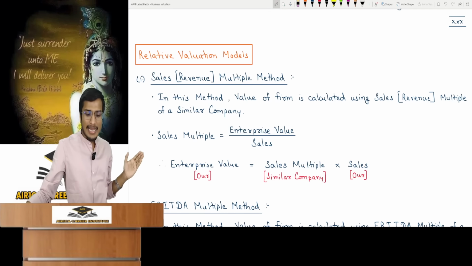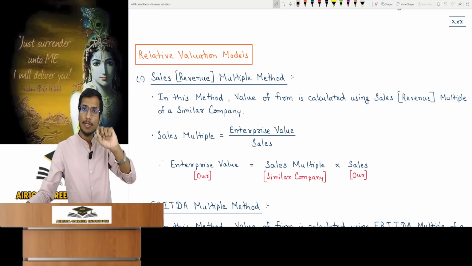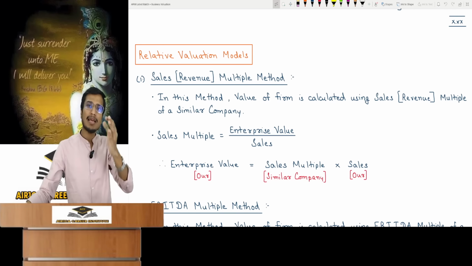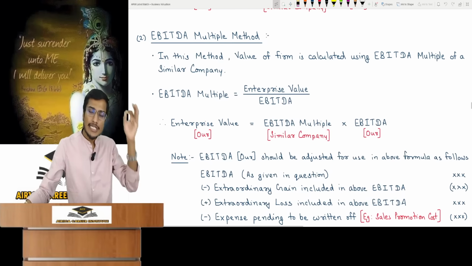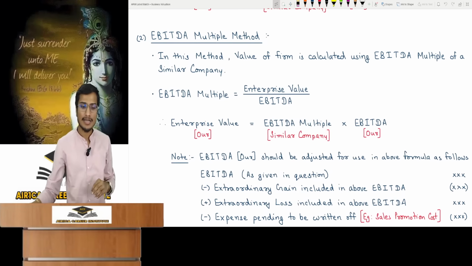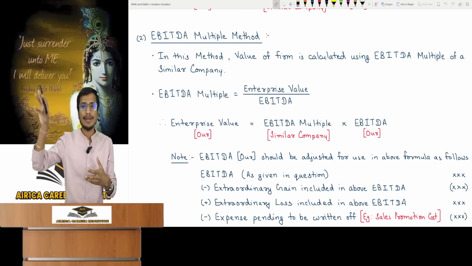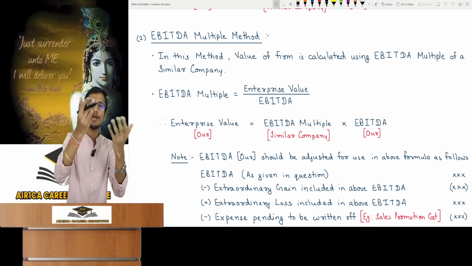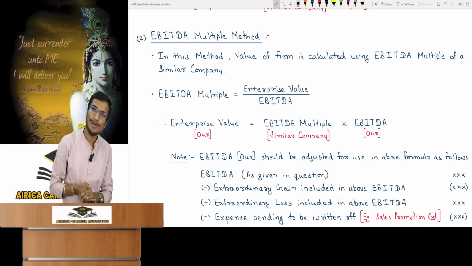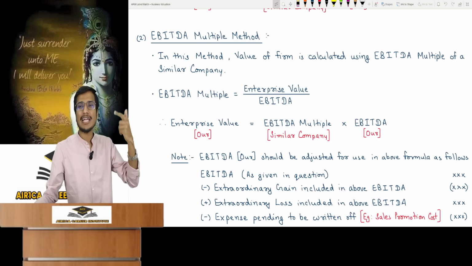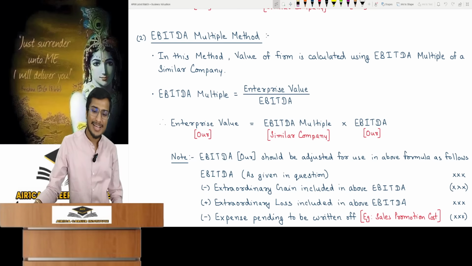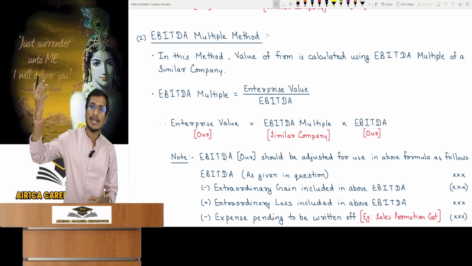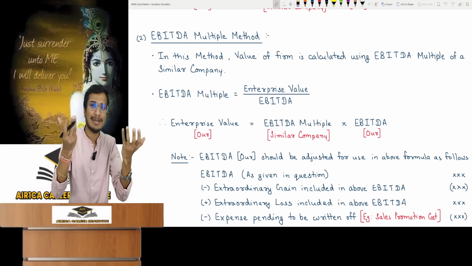How will we get enterprise value? Take the sales multiple from a similar company, which I have written in red, and multiply it with sales. After this, the EBITDA multiple method is the most famous one in this category. In this, take the EBITDA multiple of a similar company, apply it to your EBITDA, and you will get your enterprise value, the value of the firm. What is the EBITDA multiple? Enterprise value divided by EBITDA. How many times the enterprise value? Whatever Airtel's EBITDA multiple is, my enterprise value will be the same multiple of my EBITDA.